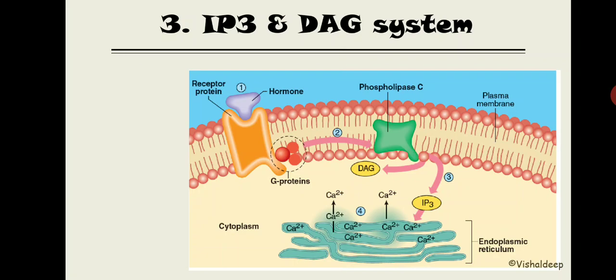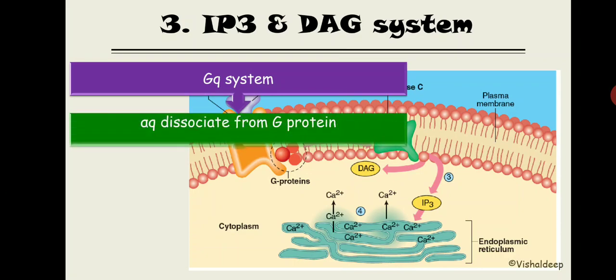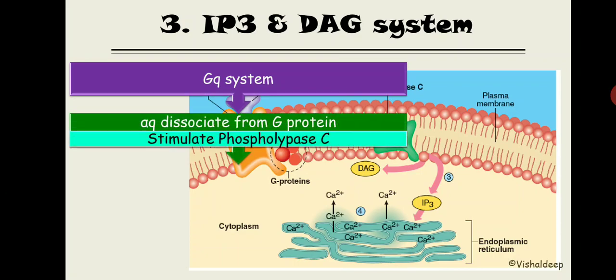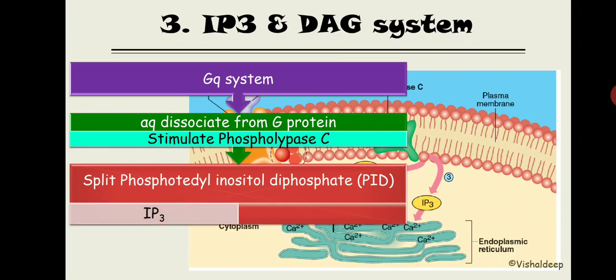So basically it is a GQ system. The alpha Q subunit dissociates from the G protein and stimulates the phospholipase C enzyme. That phospholipase C will split the PIP2, meaning the phosphatidyl inositol diphosphate compound that is situated inside the cell membrane, and break it into two portions. One is IP3, another one is DAG.